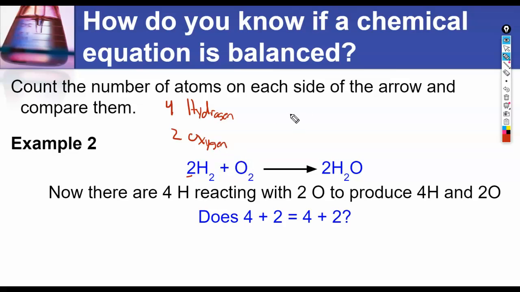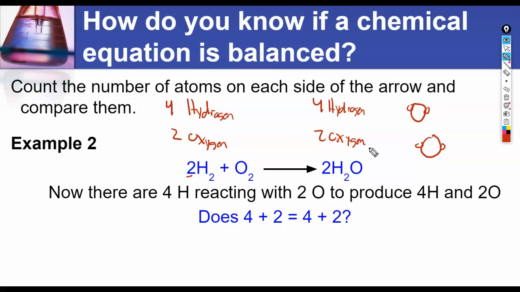On the other side of the equation, we have 2 H2O molecules. Okay, so each H2O has 2 hydrogens and 1 oxygen. So if you imagine it like this, we have oxygen and then hydrogen, hydrogen, oxygen, hydrogen, hydrogen, and so we actually have 1, 2, 3, 4 hydrogens and 2 oxygens. Okay, so is this equation balanced?